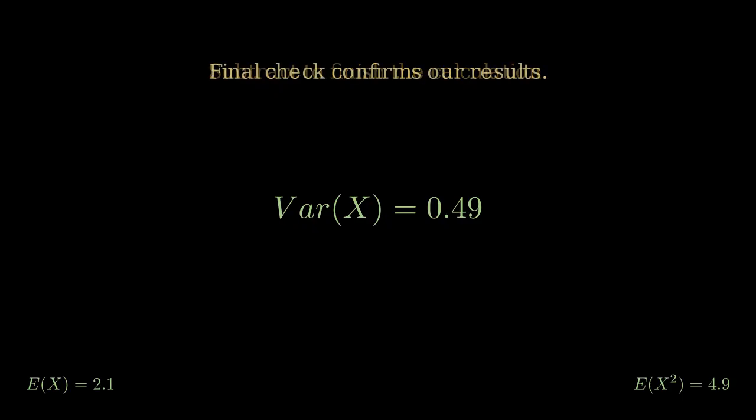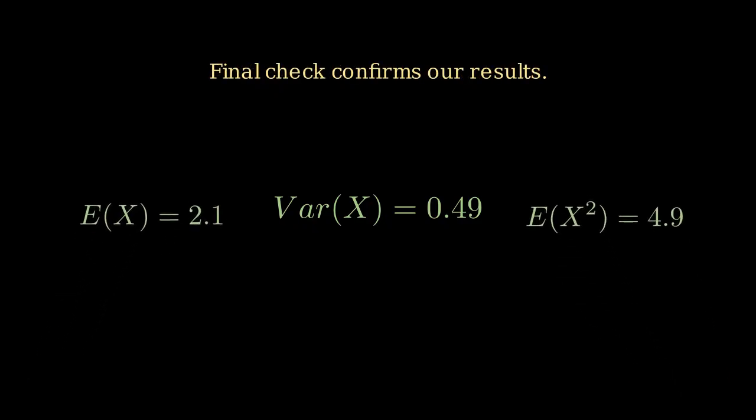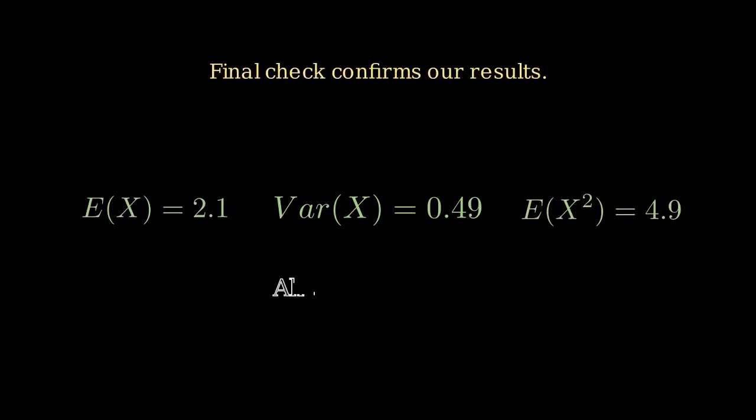Let's do a final check to confirm our answer. We already confirmed the probabilities sum to 1, and each step followed the formula exactly, with no numbers skipped. So we can be confident the expectation is 2.1 and the variance is 0.49.